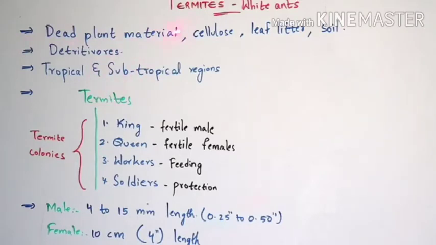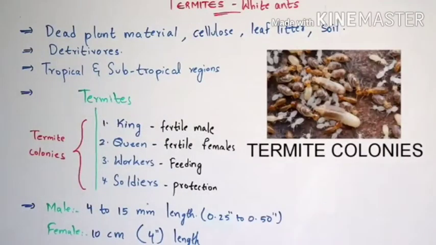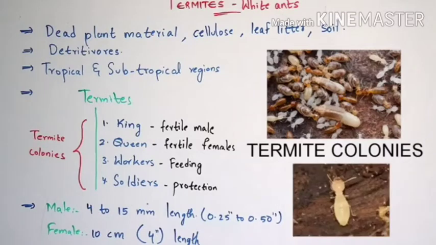Next, these termites can be seen in tropical and subtropical regions, and they live in termite colonies. For example, in honeybees there are the queen bee, worker bees and also soldier bees, all present in the bee colonies. But as here we are talking about termites, these are present in termite colonies. Within these termite colonies, they are divided into castes, that is, king, queen, workers and soldiers.